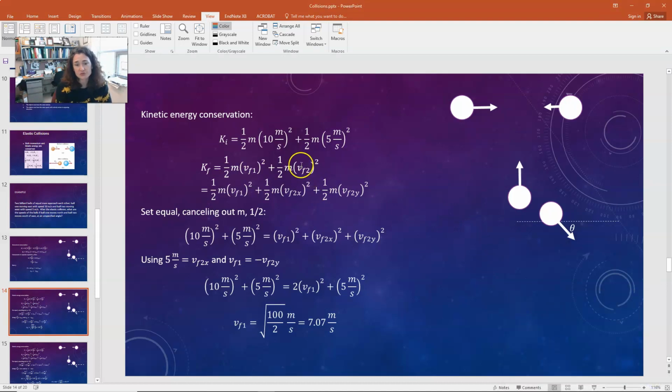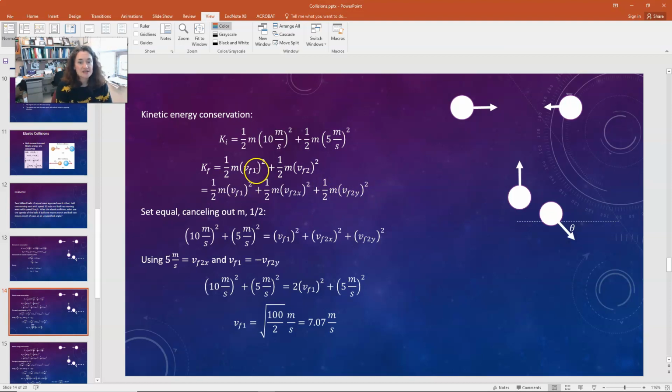Now what I can do is, since ball 2 has x and y components, I can sub in there. I know that v final 2 squared is going to be equal to the sum of the squares of its components, which would be v final 2x squared plus v final 2y squared. That comes from the Pythagorean theorem. So I can sub in for that 1/2 m v final 2 squared and get my final kinetic energy is 1/2 m v final 1 squared plus 1/2 m v final 2x squared plus 1/2 m v final 2y squared.